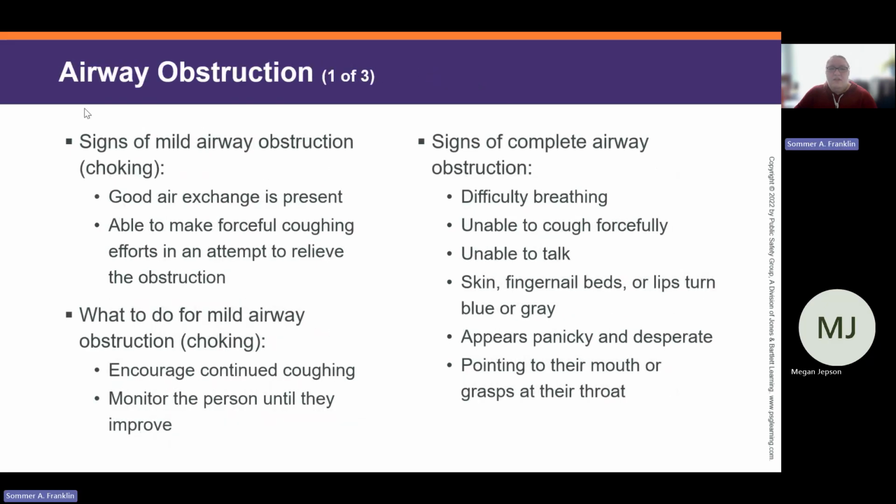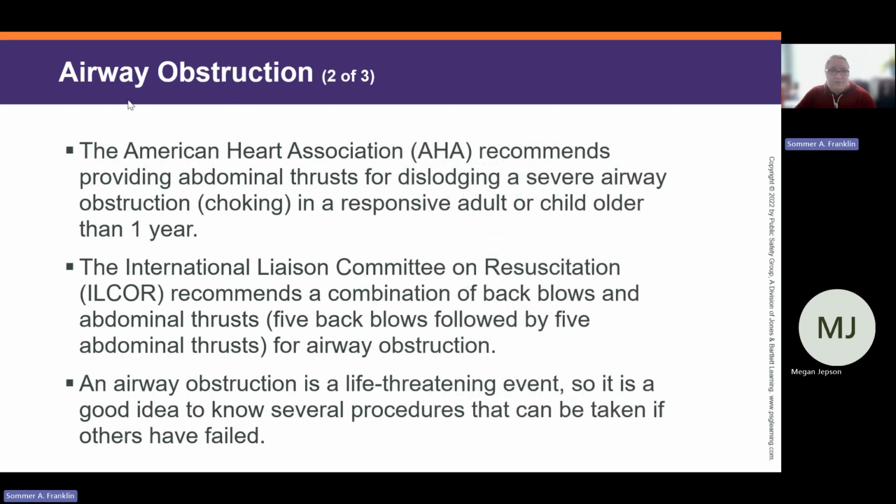Airway obstructions. Signs of a mild airway obstruction or choking are that you still have good air exchange and you're able to make a forceful coughing effort in an attempt to relieve the obstruction. What to do for a mild airway obstruction or choking? Encourage continued coughing. Monitor the person until they improve. Signs of complete airway obstruction: difficulty breathing, unable to cough forcefully, unable to talk, skin, fingernail beds, or lips turn blue or gray, they appear panicky or desperate, and they're pointing to their mouth or grasping at their throat.